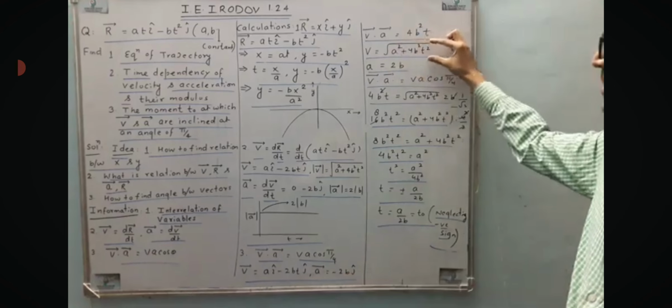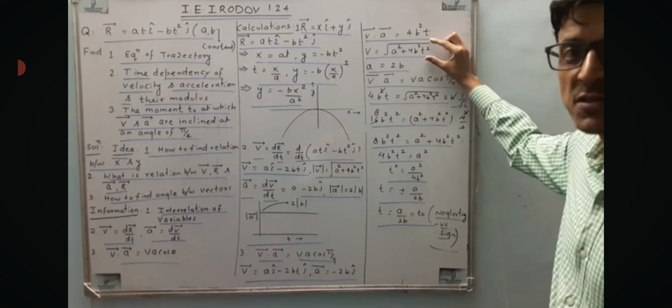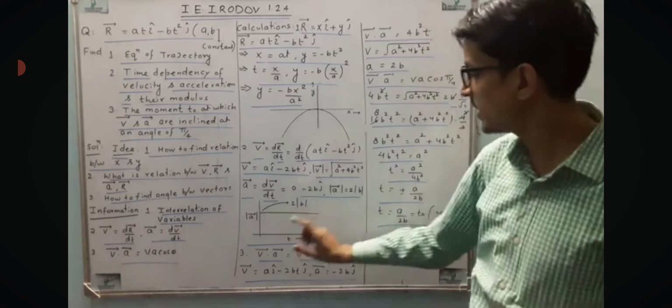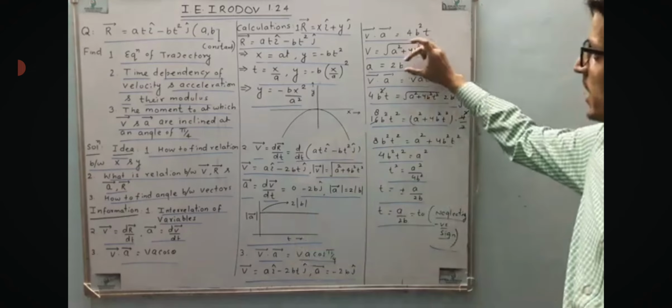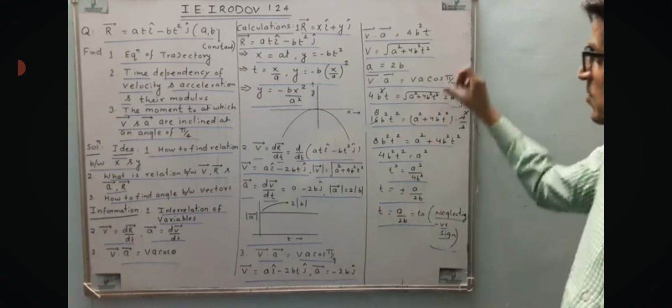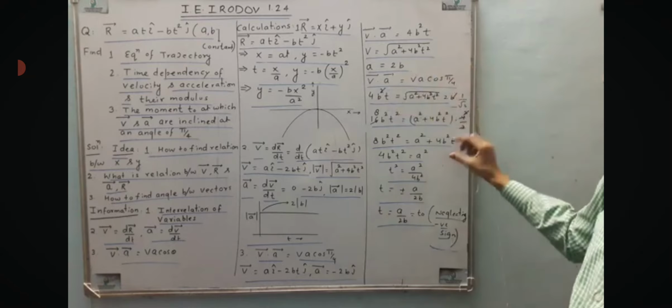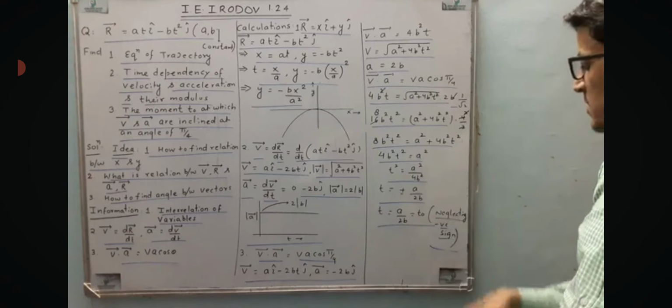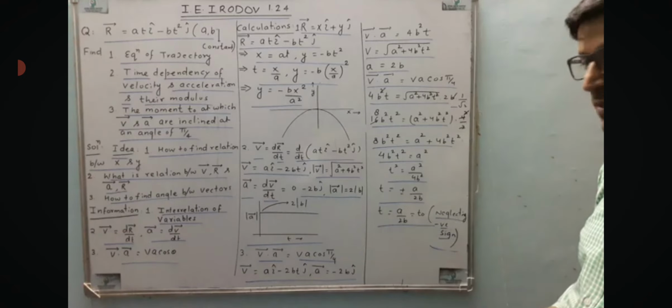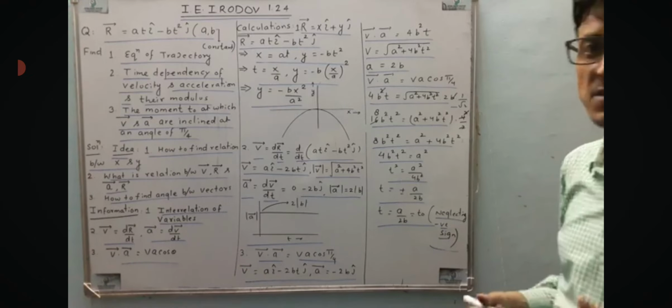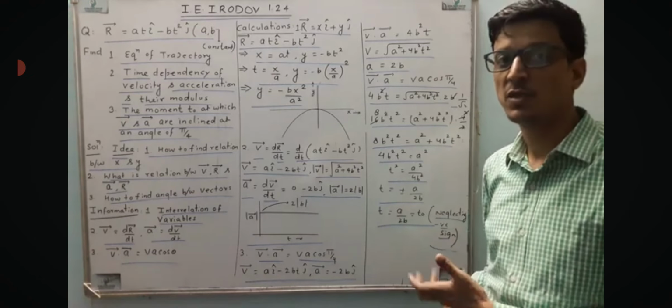V is the magnitude of the velocity vector, which is speed also. So this is just squaring and adding. We have the magnitude as this. A is equal to 2b from here, the magnitude of acceleration. So v dot a is va cos this. We put the values and the final result is t is equal to t naught, which is a by 2b, neglecting the negative sign because time is not negative. So in this way we can solve the problem.